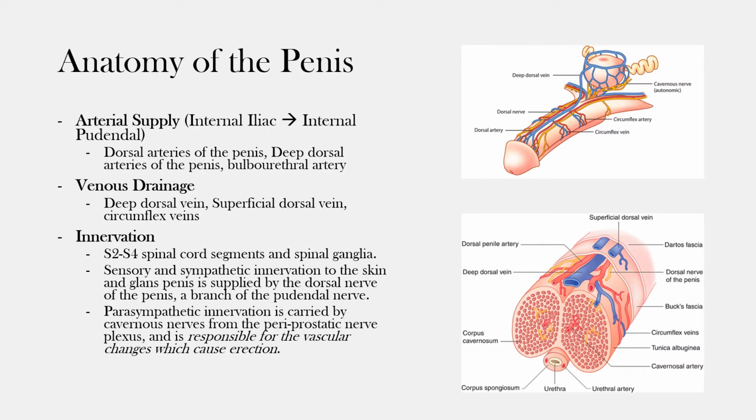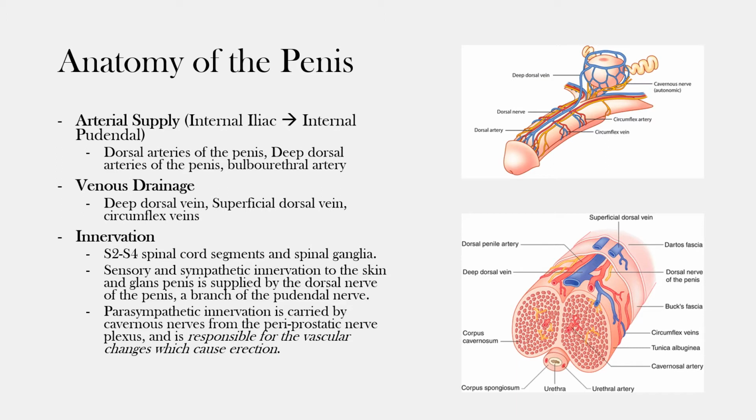Okay, let's talk about the arterial supply. The arterial supply comes from the internal iliac artery, which then goes into the internal pudendal artery, and then we go into the specific arteries of the penis itself. We have the dorsal arteries of the penis, the deep artery of the penis, and the bulbourethral artery of the penis. I've included these pictures here because I think they show them best.